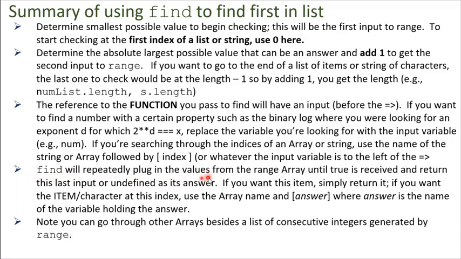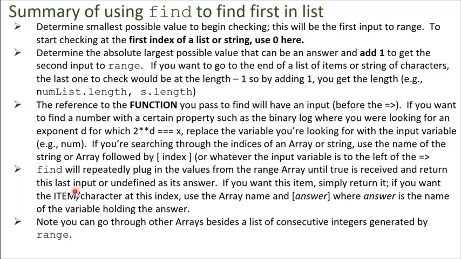Okay, and just sort of again how find works. Find is going to repeatedly plug in the values from the range array, or I should say array generated by range, until true is received, and it's going to return this last input that it checks, right? The last input that it checks is going to be the one where it gets true. So it's really the first one where it gets true. Or if it goes through all of them and it doesn't get true for any of them, it'll just be undefined, right? So if you want the index or if it's just the number that you want, you simply return it, right?